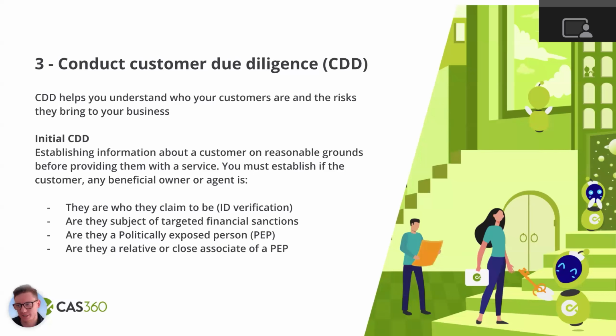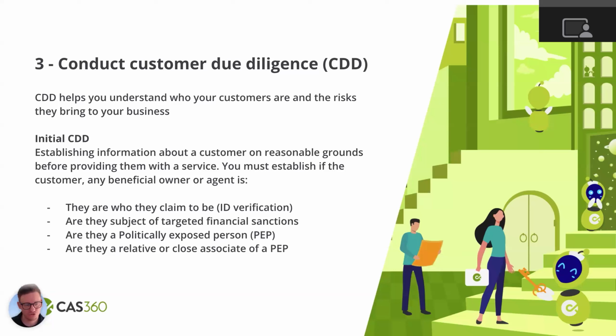So the first thing is we need to have what we call an initial CDD. This is establishing information about a customer on reasonable grounds before providing them with a service. You must basically verify that they are who they say they are. Who they claim to be, and I've put in brackets here ID verification, because we would need to have a way of verifying they are who they say they are. And obviously ID verification is one of the ways that we could do that.